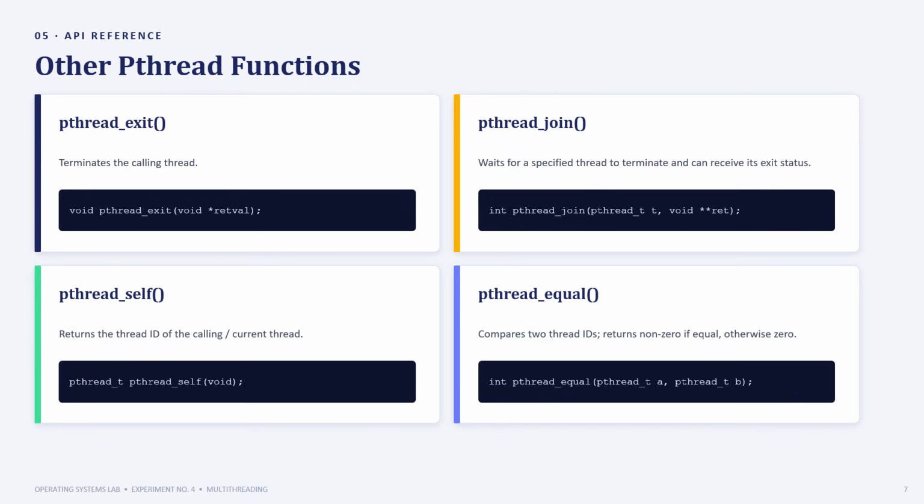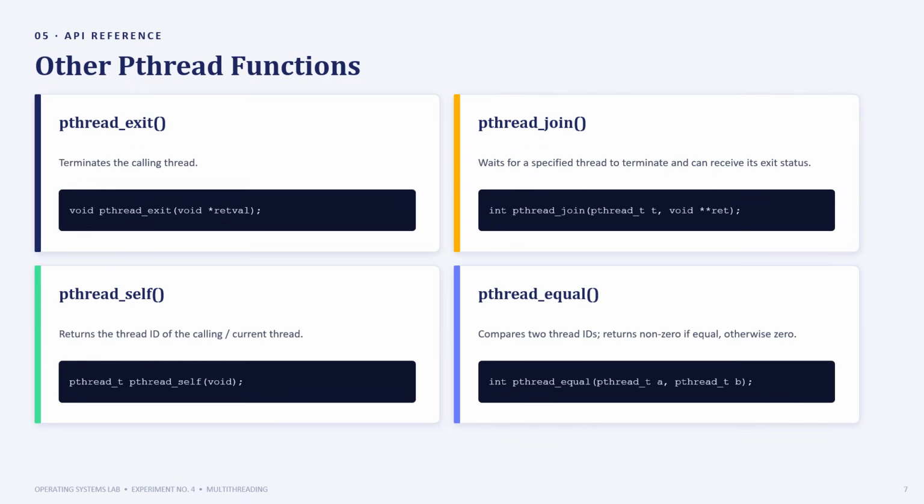Now let us see the remaining 4 pthread functions quickly one by one. pthread_exit. This function terminates the calling thread. Syntax is void pthread_exit, taking a void pointer for the return value. pthread_join. This function makes one thread wait for another thread to finish. You can also receive the exit status of that thread.